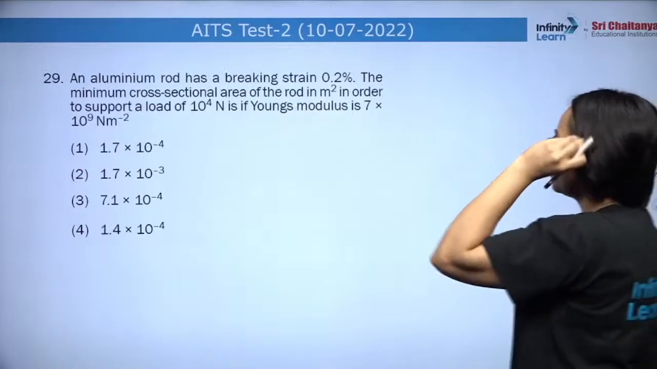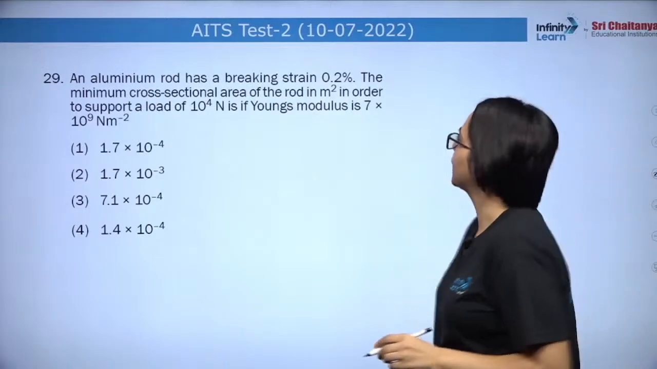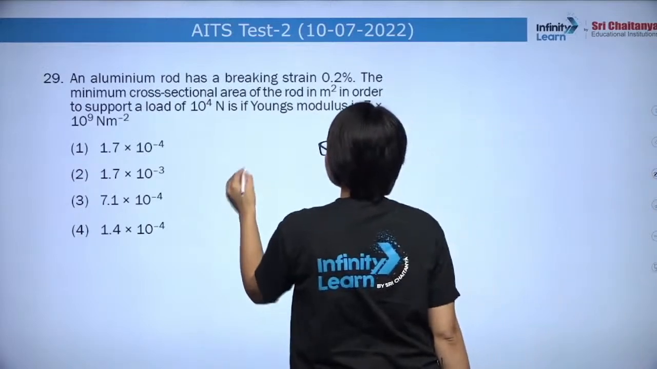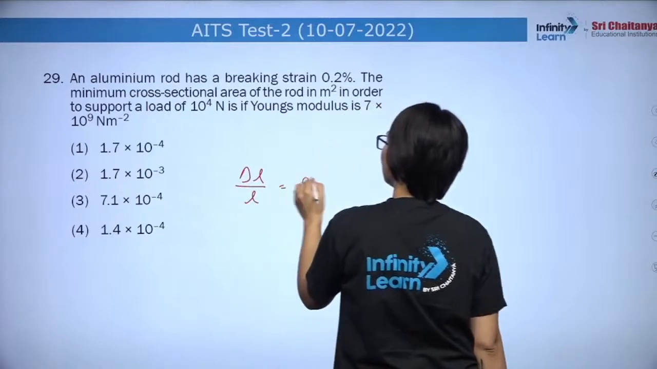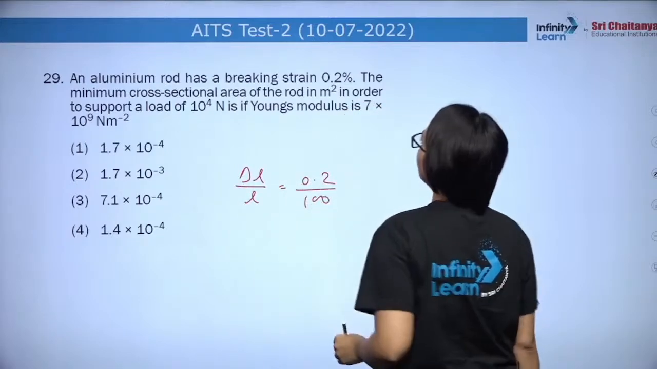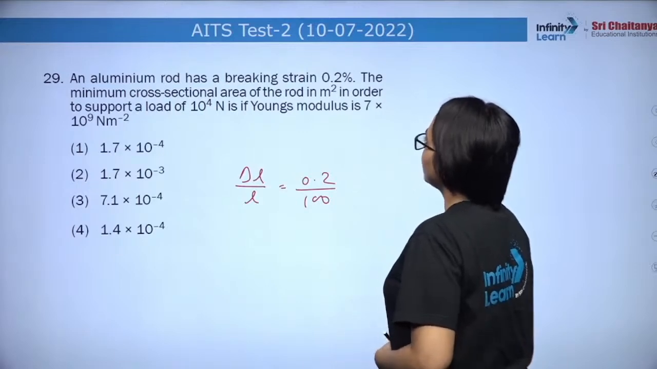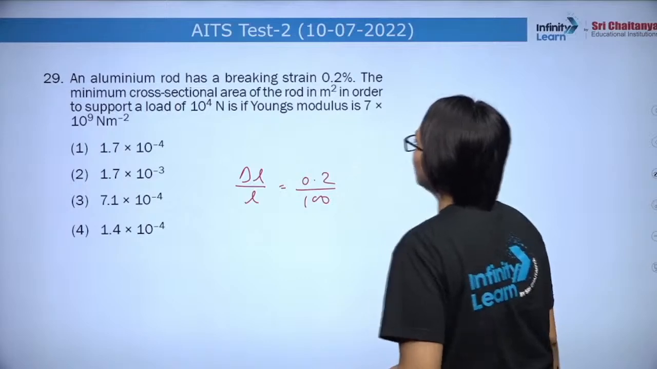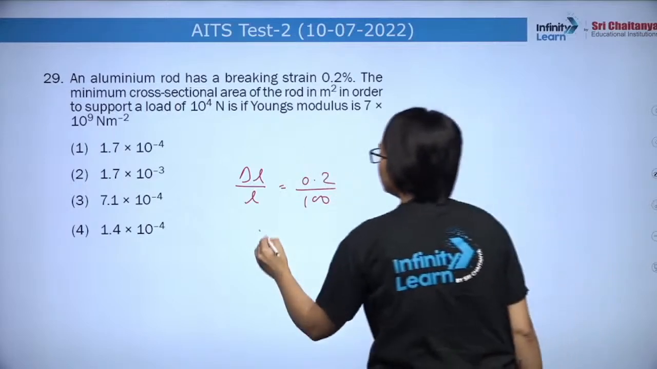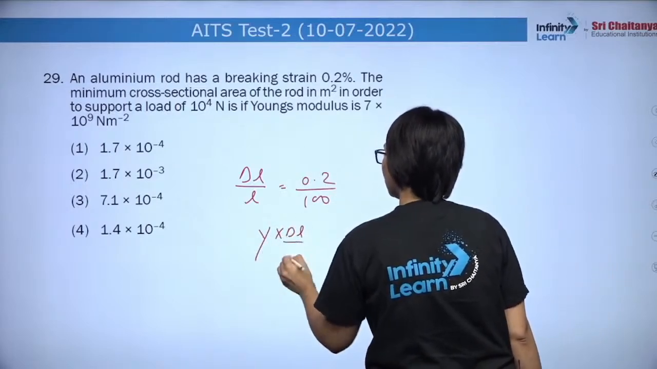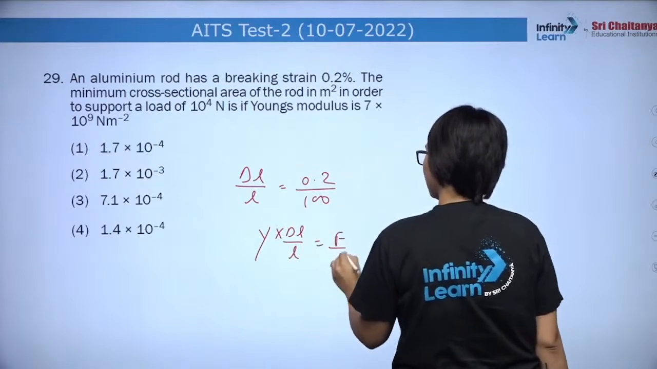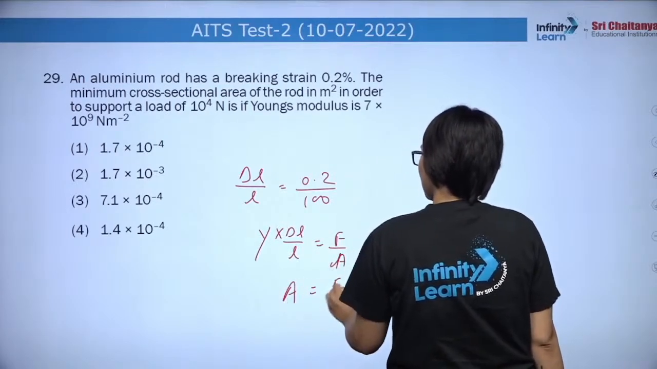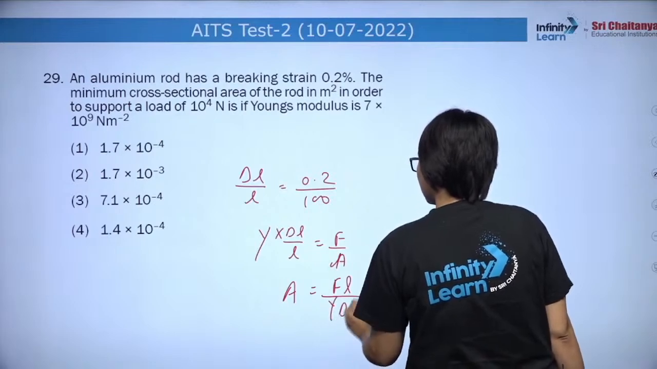Next is question number 29. An aluminum rod has a breaking strength 0.2%. Delta L upon L is 0.2 divided by 100. The minimum cross-sectional area of the rod in meter square in order to support a load of 10 power 4 Newton if Young's modulus is this. So Young's modulus into delta L upon L is equal to F upon A. So A will be FL divided by Y delta L, right?